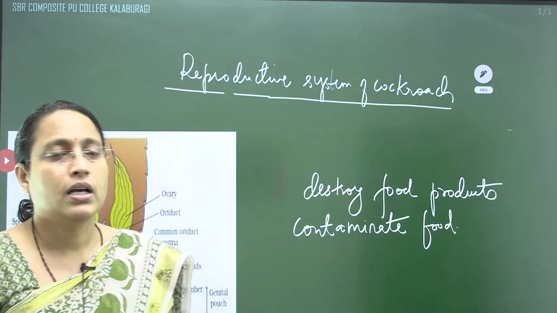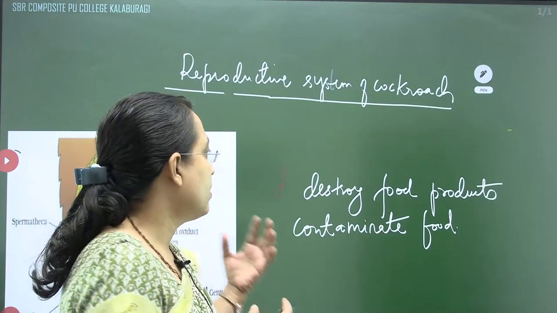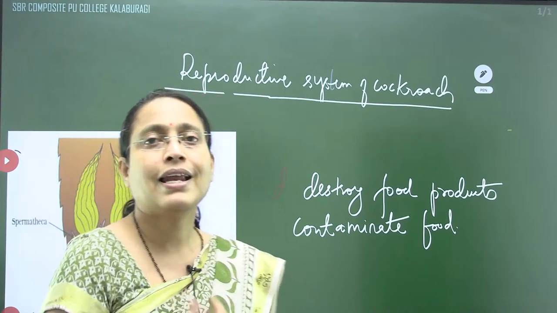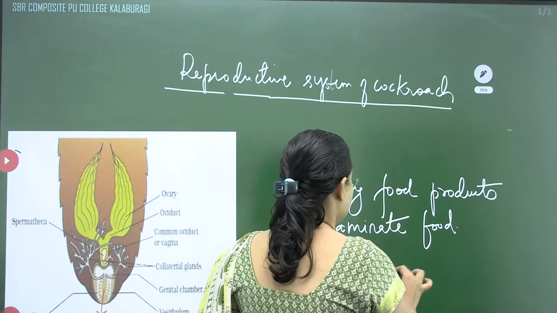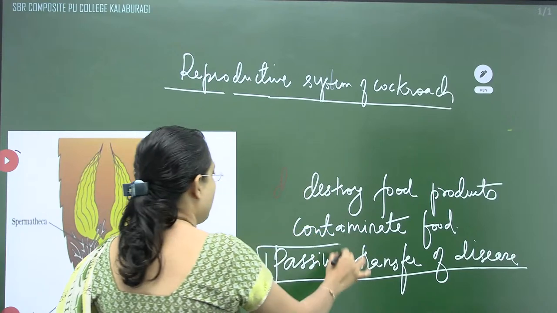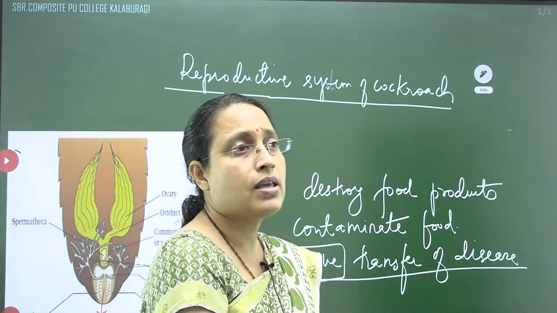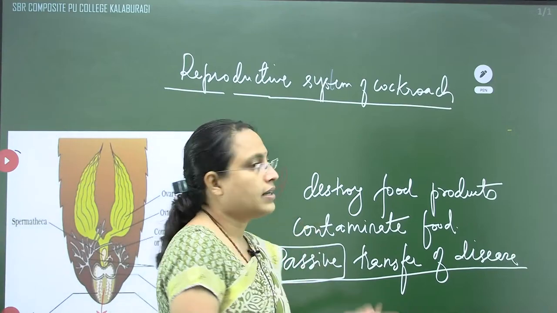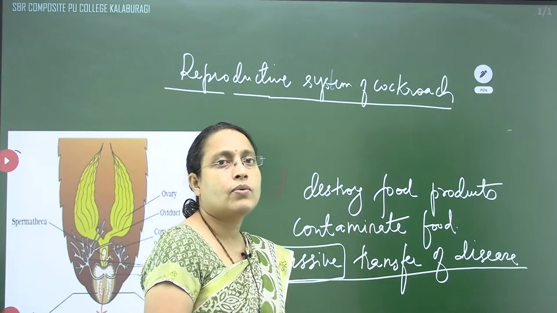When I say contamination of food, suppose a cockroach leg has certain pathogens or bacteria, and now it comes onto the food, then those pathogens present on its leg can get transferred onto the food, and if a healthy individual consumes that food, he can get the disease. So it is responsible for mostly passive transfer of disease. This is very important, it acts as a passive vector. Of course, the cockroach is a prey for many other animals. It destroys food products, contaminates the food, and creates a stinky environment because of its feces, and also passive transfer of disease. These are the main disadvantages of the cockroach.